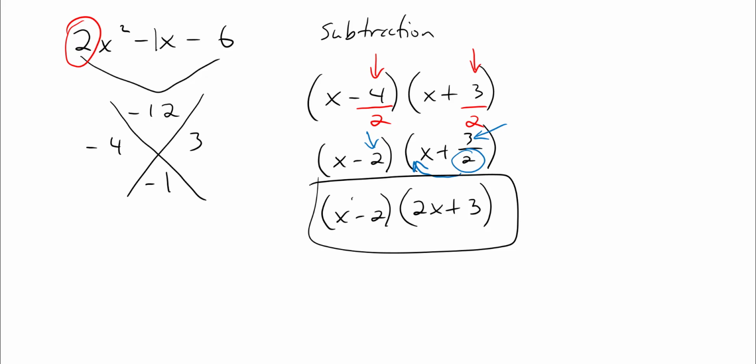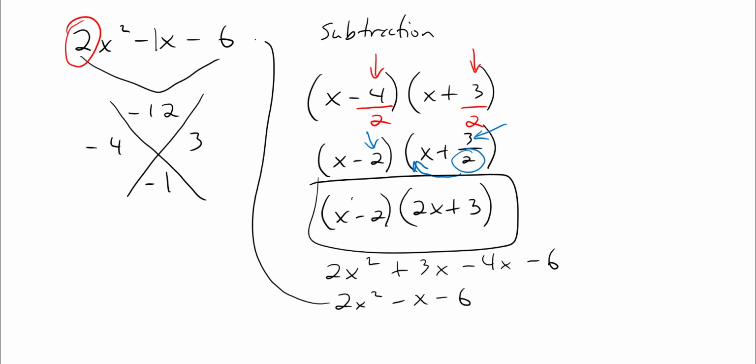Okay? So if I wanted to check this, I could check it out by foiling it, right? So x times 2x is 2x squared. X times 3 is plus 3x. Negative 2 times 2x is negative 4x. And negative 2 times 3 is negative 6. So you get 2x squared, 3x minus 4x is negative x, minus 6. And notice, ta-da, we have the exact same thing here. Okay, if we didn't, then we did something wrong.